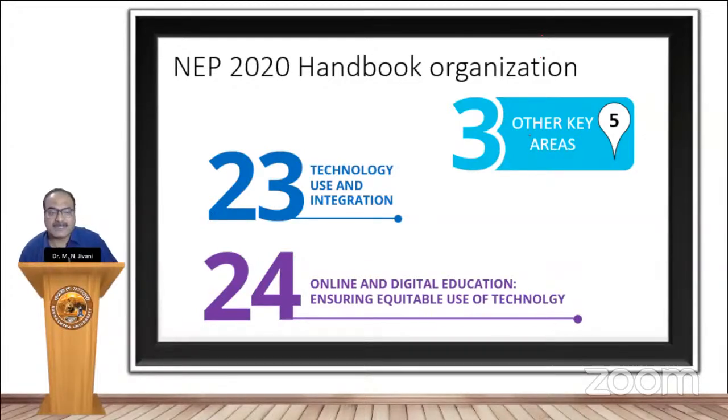See, when we are talking about technology, there are plenty of technologies available, but which technology is useful for education and how it is integrated in the teaching and learning process is very important. From morning to night, we are surrounded by technology. The best example is mobile phones. But now the question is how this technology, which is a part of our life and a part of our students' lives, is brought into the curricula, and how it will be integrated into the teaching and learning process. That will be done in chapter number 23, which is technology use and integration.